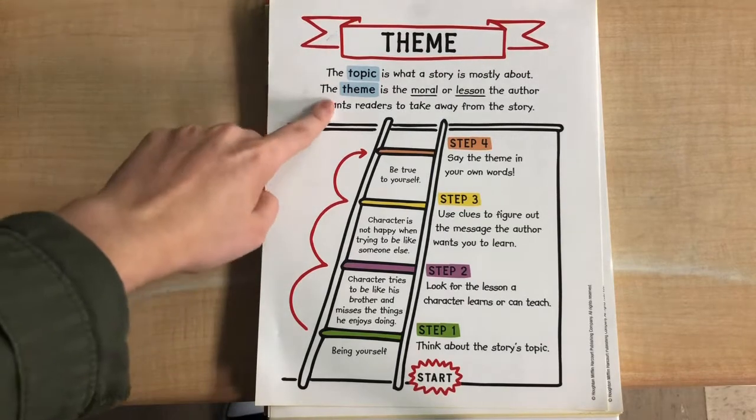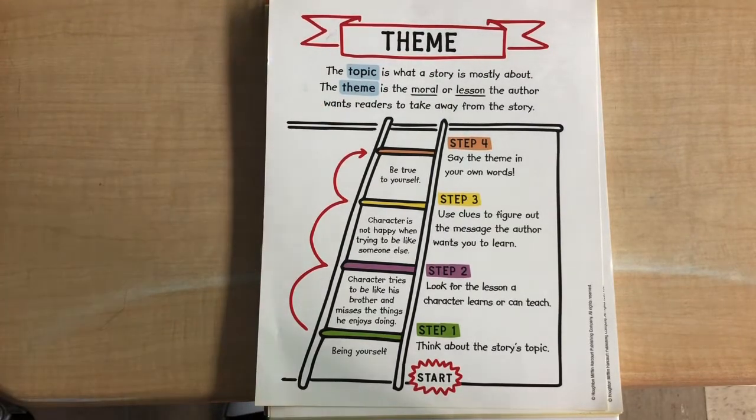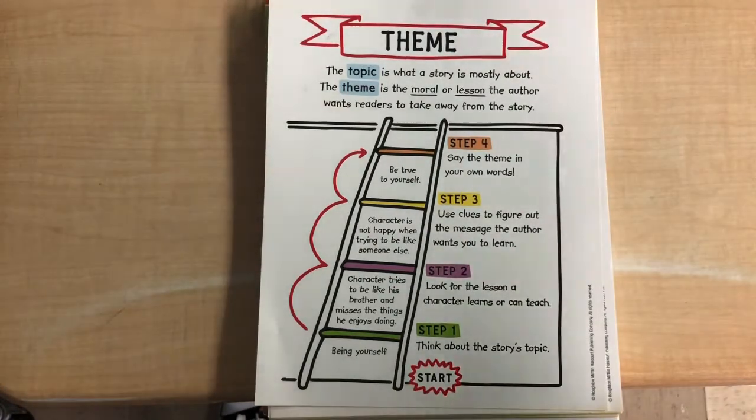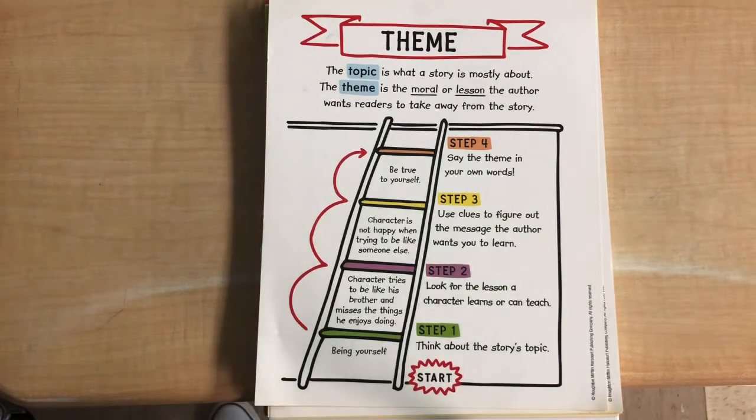Now the theme is the moral or lesson the author wants readers to take away from the story. So the theme is the idea that is bigger than the topic. So the topic is part of theme, it's just a bigger idea that includes the topic. Now the reader has to sometimes figure out the theme of a story. So the author, when they write a story, they don't always tell you this is the theme of the story. No, you have to figure it out.